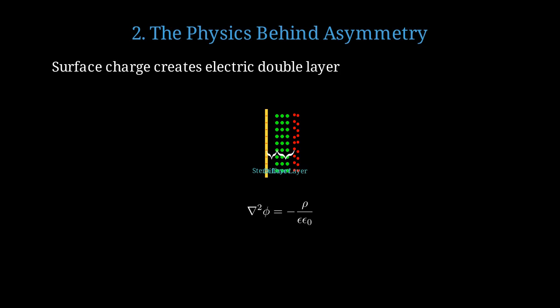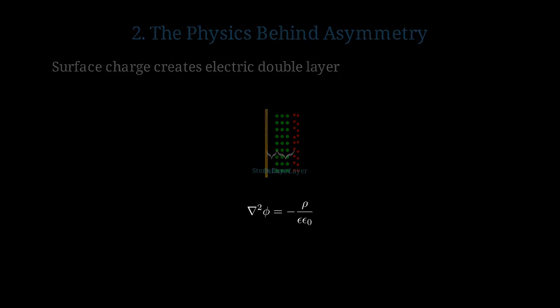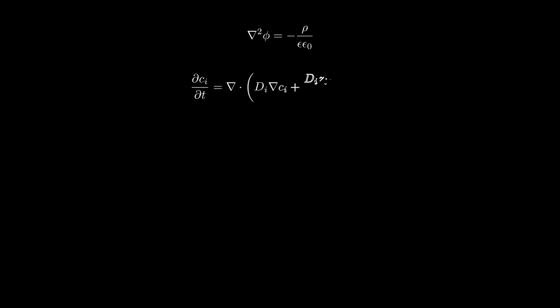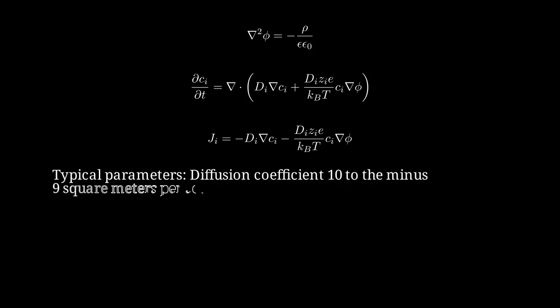The Poisson equation relates electric potential phi to charge density rho through the permittivity. The Nernst-Planck equation describes how ion concentration Ci evolves due to diffusion and electromigration in the electric field. The ionic flux Ji has two contributions: diffusion driven by concentration gradients and drift driven by the electric field. For small ions like sodium or chloride in water, the diffusion coefficient is typically around 10 to the minus 9 square meters per second.